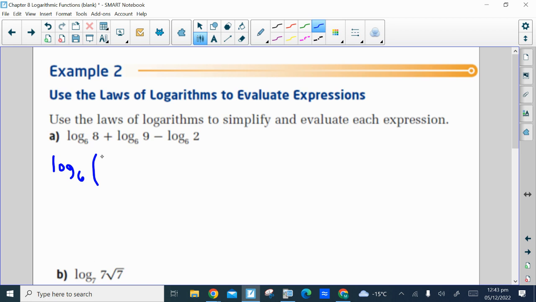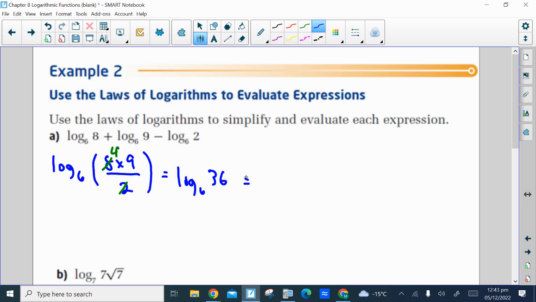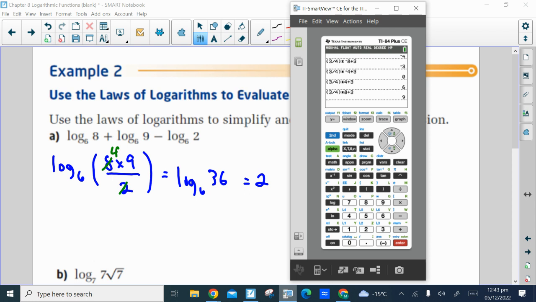Because it's log base 6 of 8 plus log base 6 of 9, that'll be log base 6 of 8 times 9. And then because you're subtracting log base 6 of 2, we'll have a denominator of 2 there. So 2 goes into 8 4 times, and 4 times 9 is 36. So this will be log base 6 of 36, which is asking 6 to what power is 36? The answer is 2. So by writing it as a single log first, we don't even have to touch the calculator. You could certainly use your calculator to check it though.